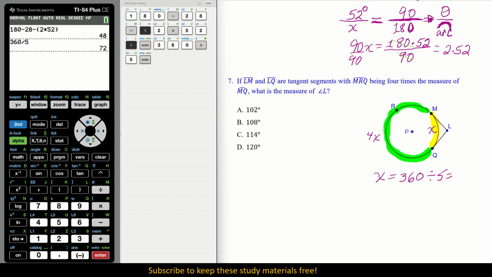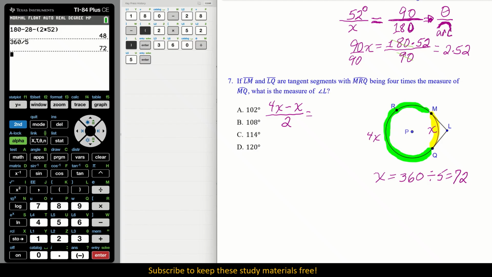360 divided by 5, 72. And that's correct. Okay, that gets us a value of 72. Now we have some facts or properties about the arcs, the minor arc and the major arc. So what do we need to do? We need to take 4x, that's a major arc, subtract the minor arc of x, and divide by 2.